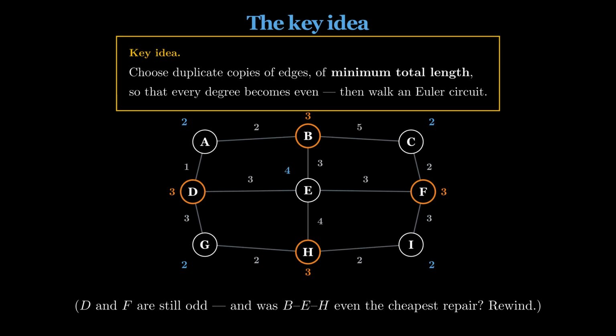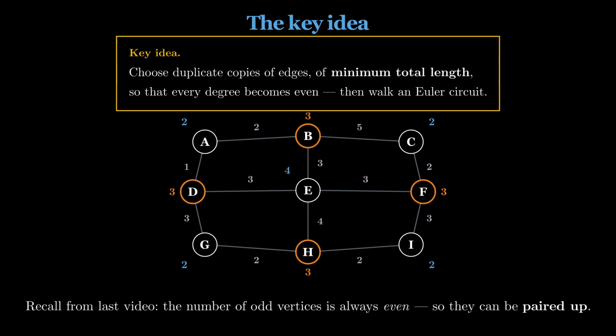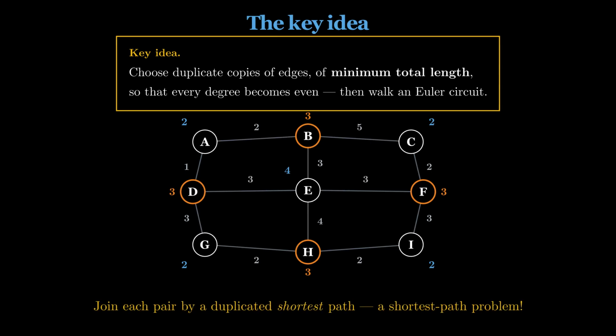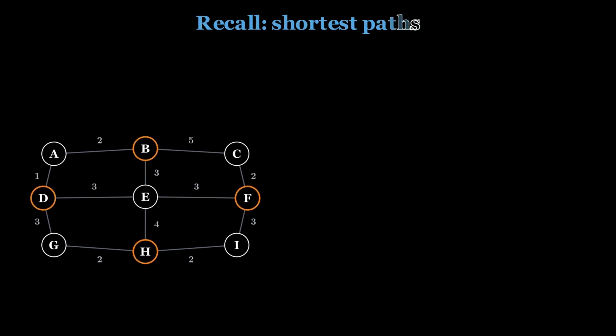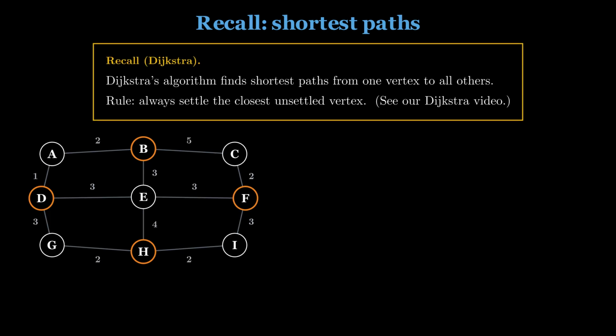So let us rewind. From last time, we know the number of odd vertices is always even, so they can be paired up, and each pair joined by a duplicated path. To pay as little as possible, each pair should be joined along a shortest path. Suddenly, this is a shortest path problem. Shortest paths are Dijkstra's territory. His algorithm finds shortest paths from one vertex to all others by always settling the closest unsettled vertex. See our Dijkstra video for the full story.